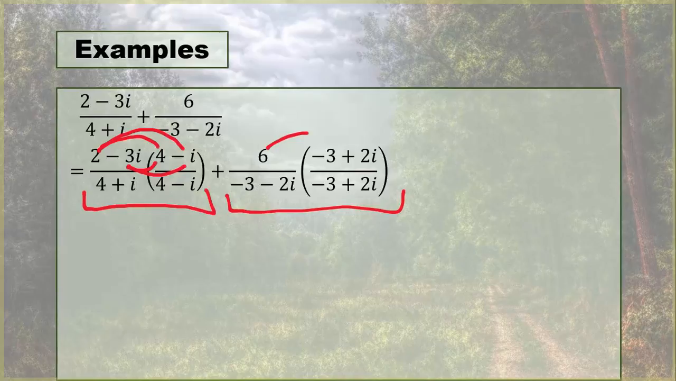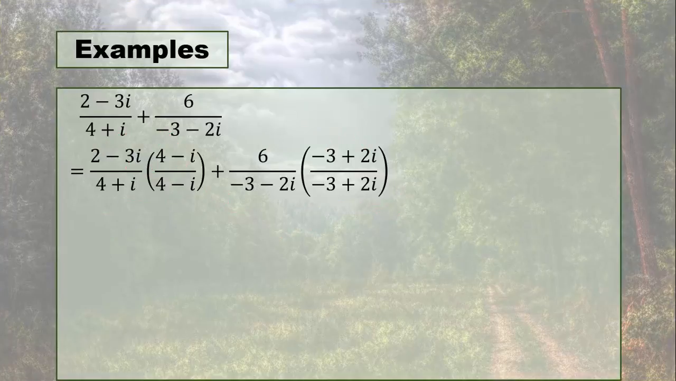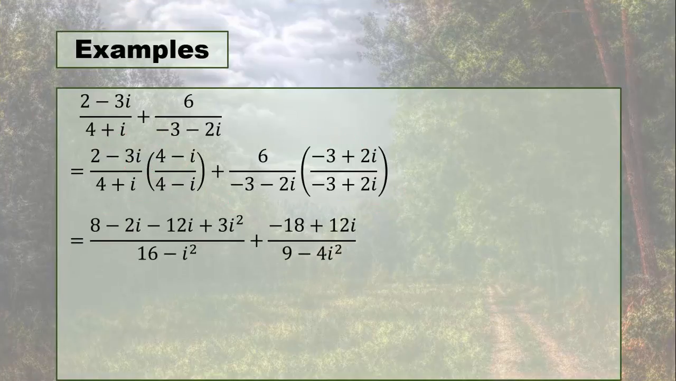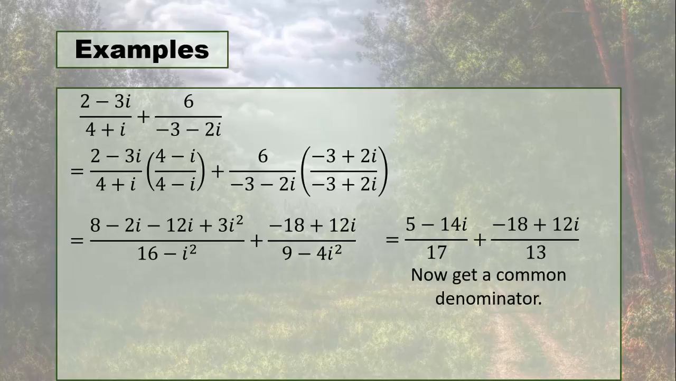We're going to get -18 plus 12i. The denominator here is going to be 16 plus 1. The denominator here is going to be 9 plus 4. So what is it going to look like here? Okay. Now you have them in proper radical form, and now you can get a common denominator and add them.